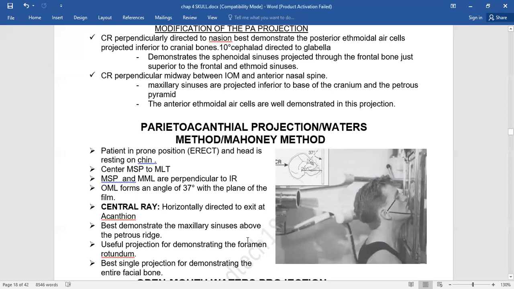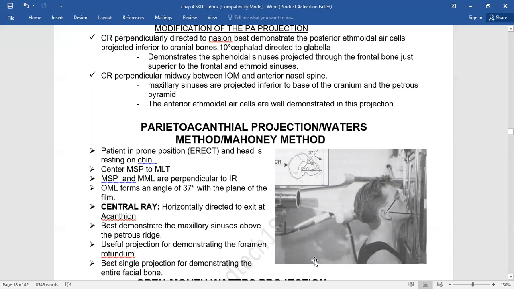The MSP is centered to the midline of the table. MSP and MML or mentomeatal line perpendicular sa IR. The OML forms an angle of 37 degrees with the plane of the film, kasi naka-tilt yung head ng patient. So central ray is horizontal, directed to exit the acanthion, as you can see there. So it best demonstrates the maxillary sinuses above the petrous ridge.